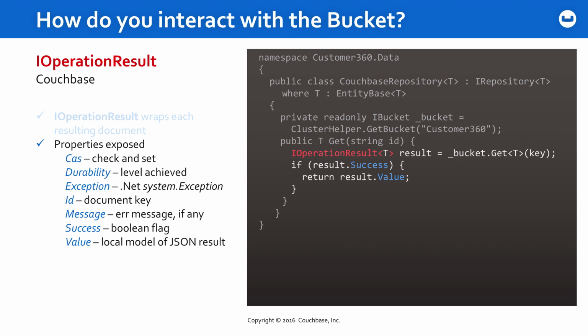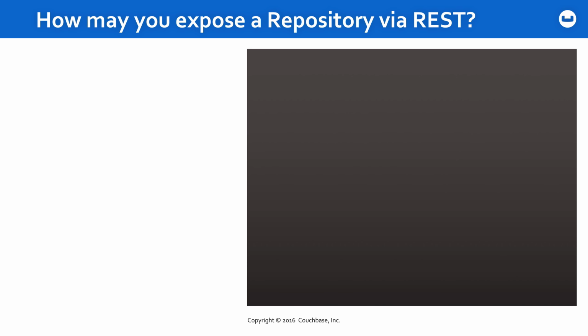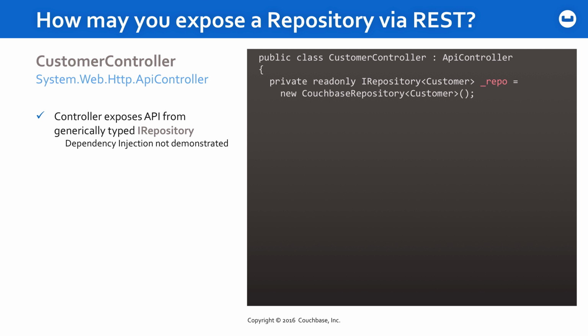There's a Boolean flag as to whether or not the result was successful or not, and then the value itself. The value is going to contain the locally mapped model corresponding to the JSON result that was received based on the type that is being passed around. So to expose this repository via REST, well, we'll implement a controller.